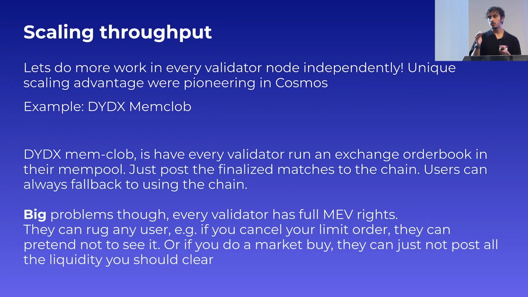You've placed a limit order. You want to cancel it. Each validator can just pretend to ignore the cancel. Or you do a market order, like, I want to buy $1,000 of Bitcoin, and the validator just pretends that they never saw any limit orders that you'd hit, so you get a really bad execution price. These are big problems. So now if you're a user, you send a transaction to the network, you actually have no idea if it'll ever be in, because you have no idea if validators will include you in their view.